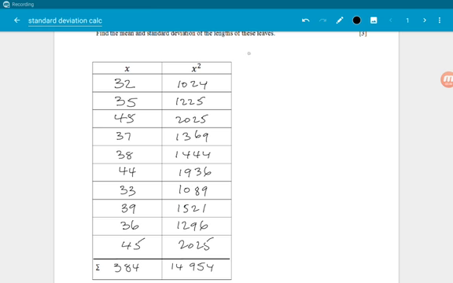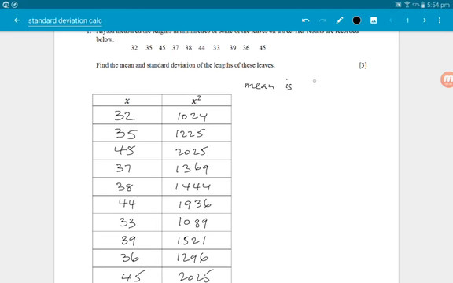Now, the mean is the sum of the values divided by the number of values. So our mean is equal to 384 divided by 10, which is 38.4 millimeters.